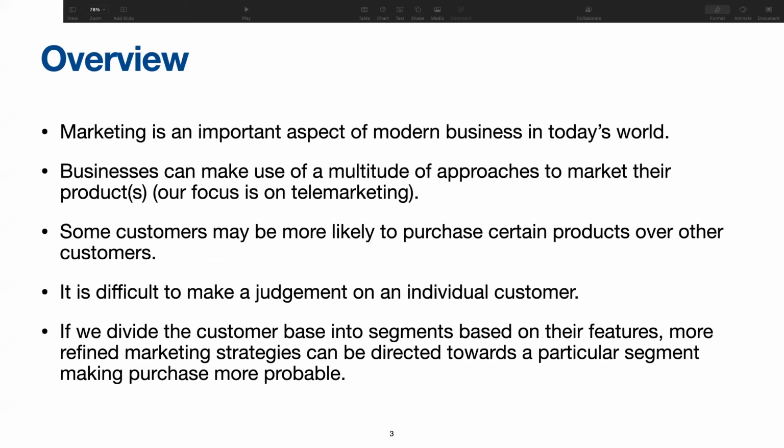Okay, so marketing is an important aspect of modern business in today's world, and businesses make use of a wide variety of approaches to market products to their customers. Now, some customers might be more likely to purchase a product or service than other customers. And it's quite often difficult to make a judgment on one customer in particular. So if we divide the customer base into segments based on their features, we can apply more refined marketing strategies towards a particular segment. And in doing that, we can actually make purchase more probable.